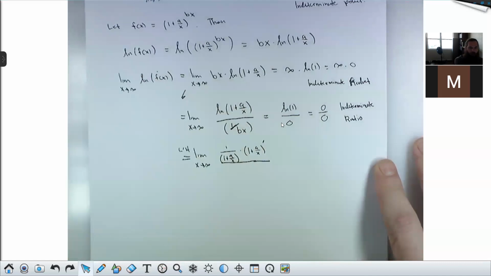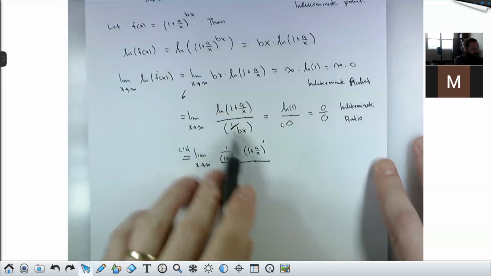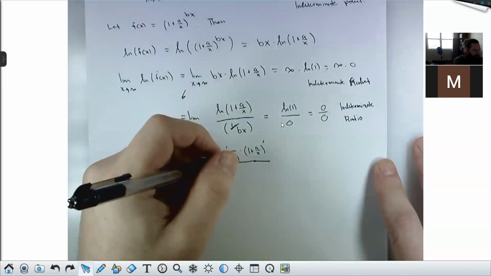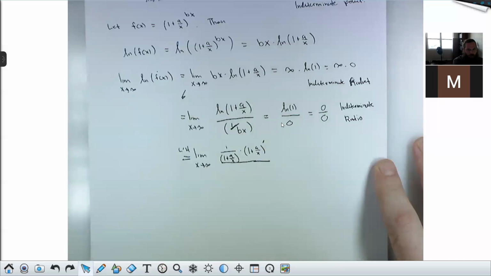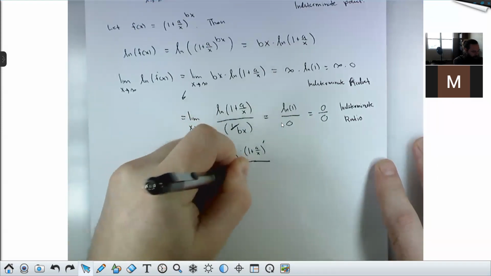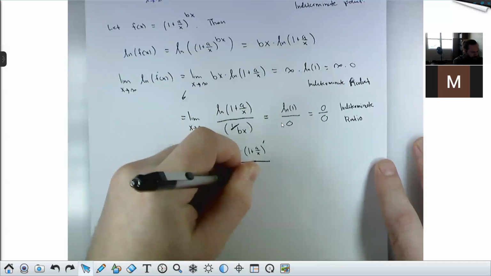It's the chain rule. And downstairs, 1 over b times x, I need to differentiate that. That can be thought of as a quotient rule thing, or if you're clever, you can think of it as a power rule and a chain rule thing. That's bx to the negative 1. So that's going to be negative 1 over b times x squared.